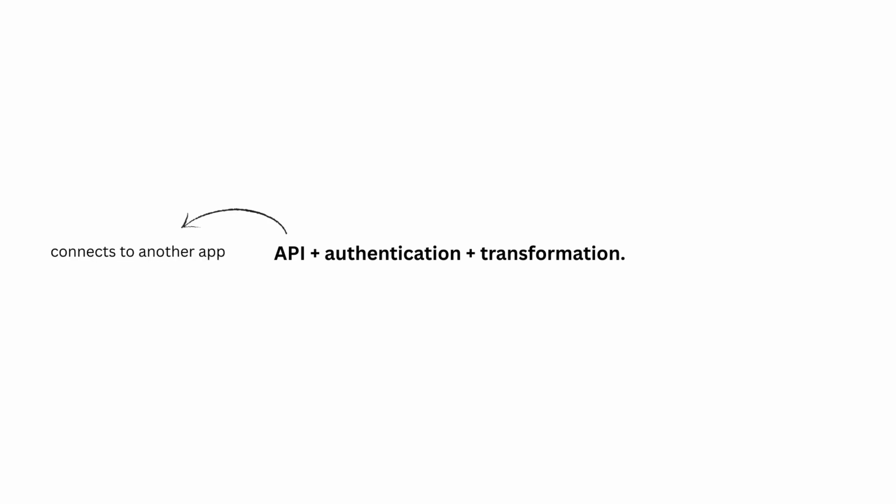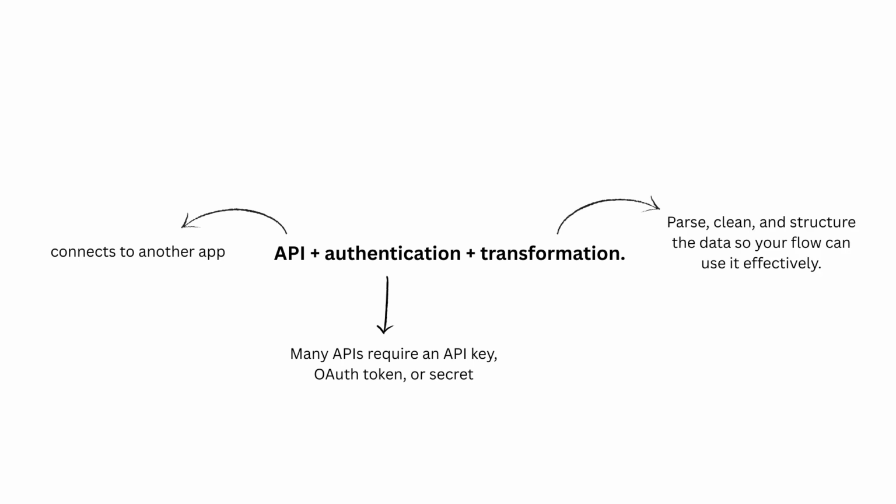First, the API is what actually connects you to another app. Second, most APIs don't just let anyone in. You usually need an API key, an OAuth token, or some kind of secret to authenticate yourself. And third, once you get the data, you often need to transform it, meaning parse, clean, and structure it so your flow can actually use it effectively.